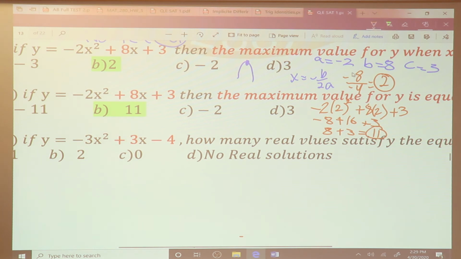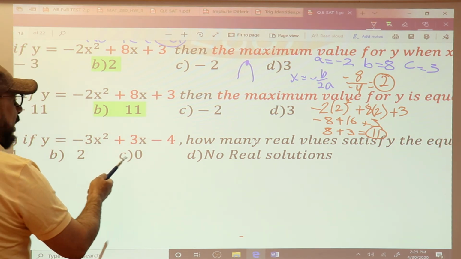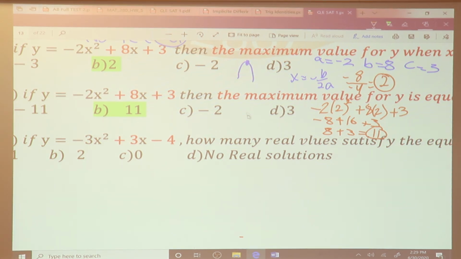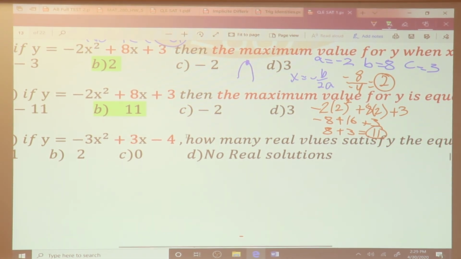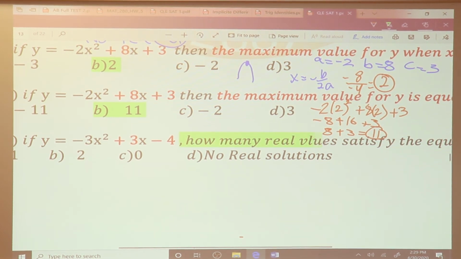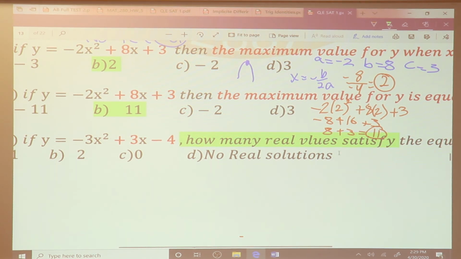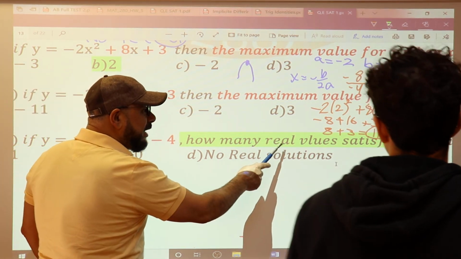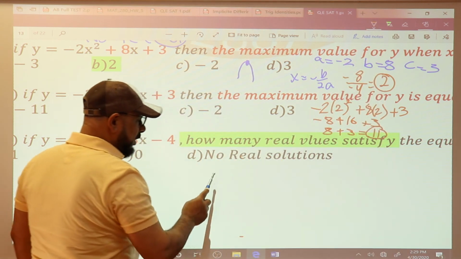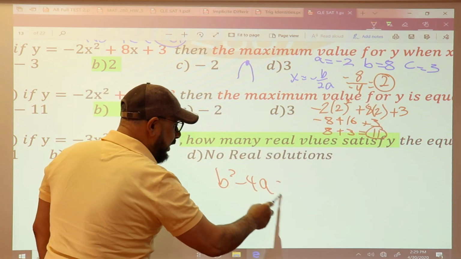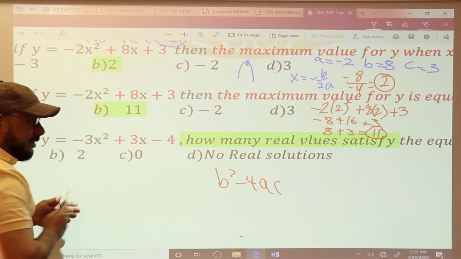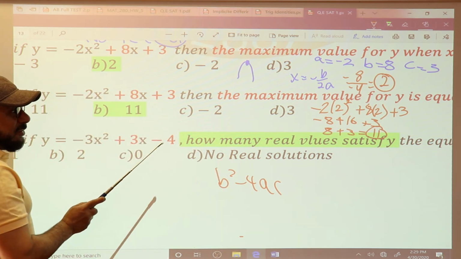Now, how many real values satisfy y for this equation? I'm going to repeat this a hundred times for the SAT. How many real values? Quickly, take me to the discriminant, b squared minus 4ac. This decides how many values.